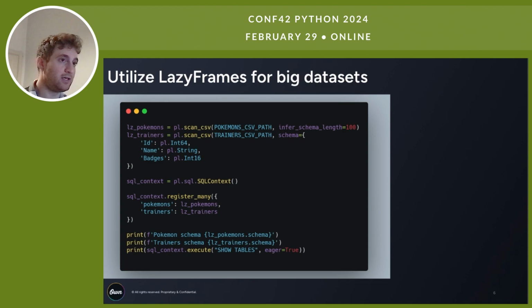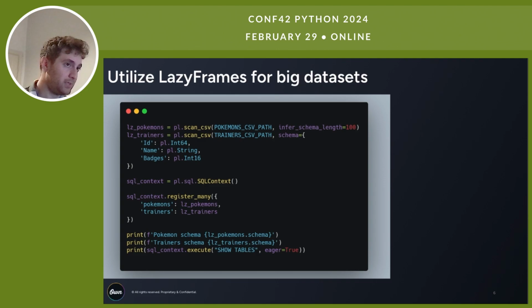Here we're using the infer schema length argument. Infer schema length makes our life easier. If we don't know the schema of our dataset, Polars basically scans the number of rows it takes as an argument and sets the schema itself.